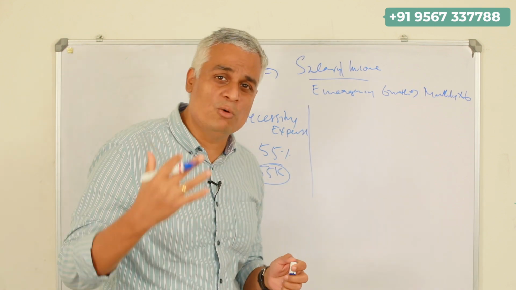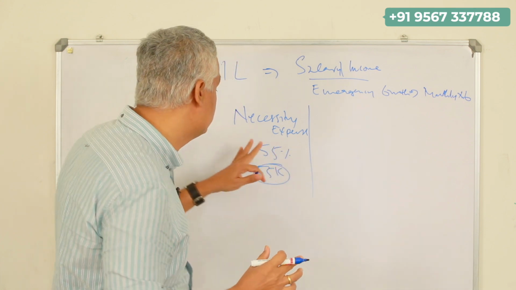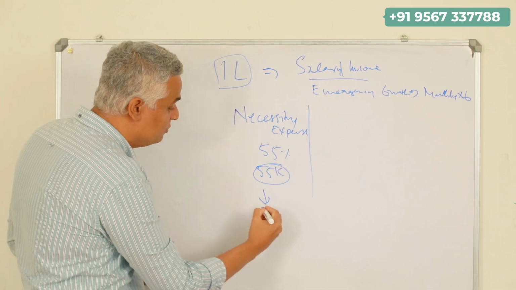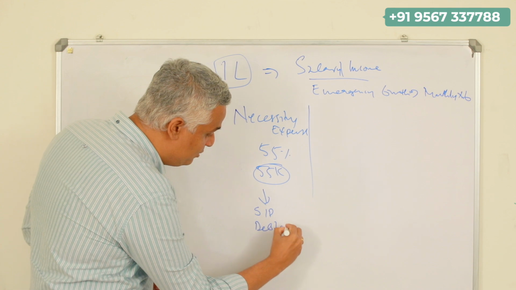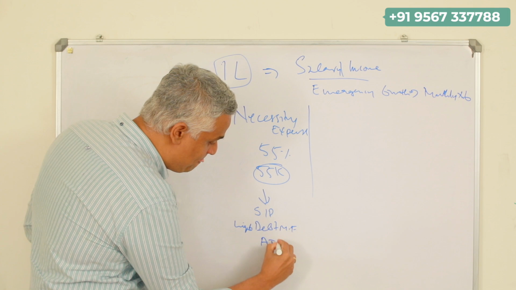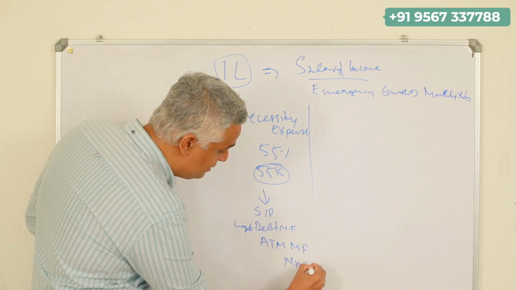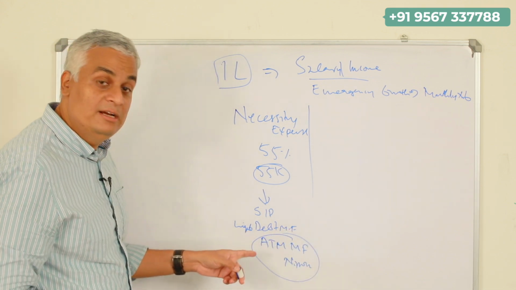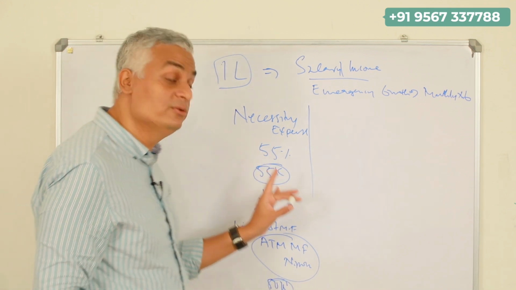All your house expenses, all your, let's say, food, all these expenses have to come from this. So what you can do is keep an SIP into a debt mutual fund, maybe a liquid fund, and there is an ATM attached to the mutual fund. Nippon Mutual Fund has this facility. So whenever you want money, you can take up to 50,000 rupees every day from the ATM. This is one method you can use.